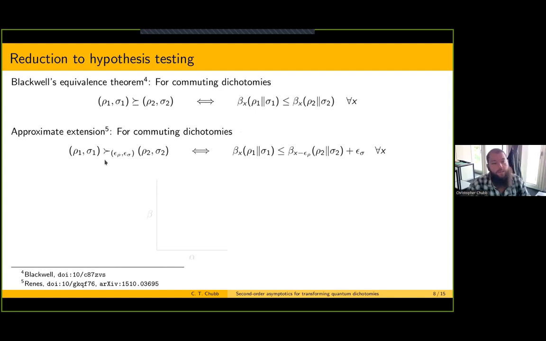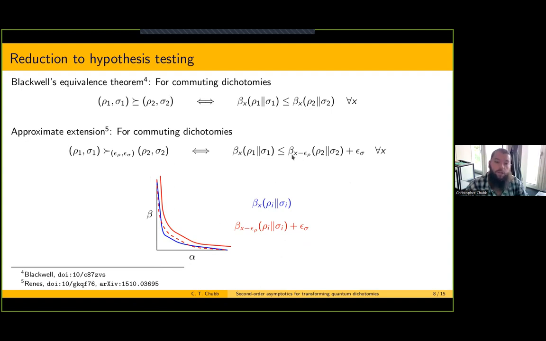So here the statement is that I have this approximate Blackwell order only if I have a similar sort of expression, but for shifted betas, right? And so what this looks like is I have the beta curve of my input, and let's say I have the beta curve of my output. In this case, the beta curve of the output is not above the input. But if I shift it, so this corresponds to a horizontal shift, this corresponds to a vertical shift, if I now shift it, now it is, right? And so the statement would be for these parameters, then I do have this approximate ordering.